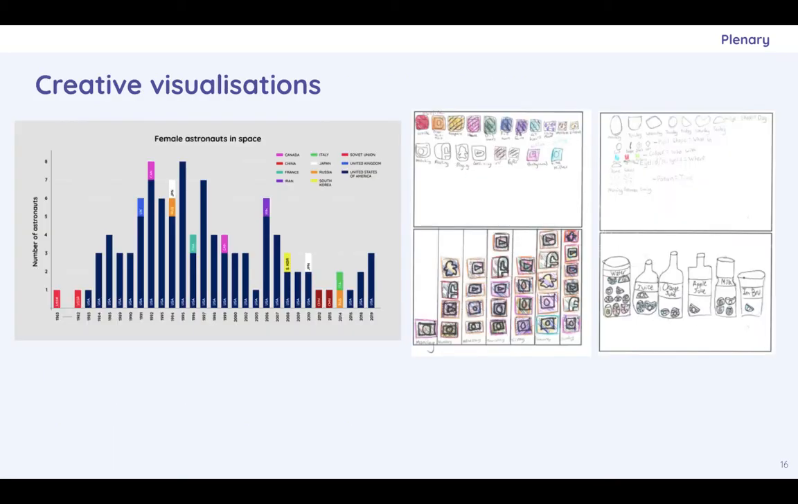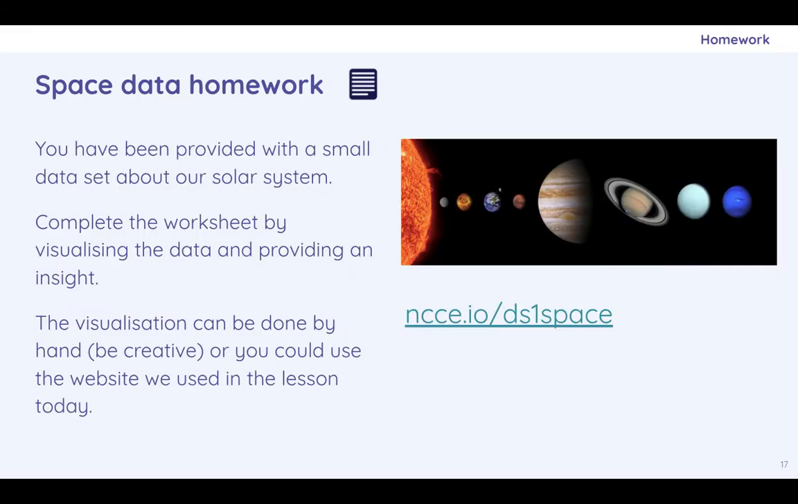Here are some creative examples that are kind of hand drawn. And there's a big area, an important area of computer science now, which is working out how to visualize all this data to make it understandable.